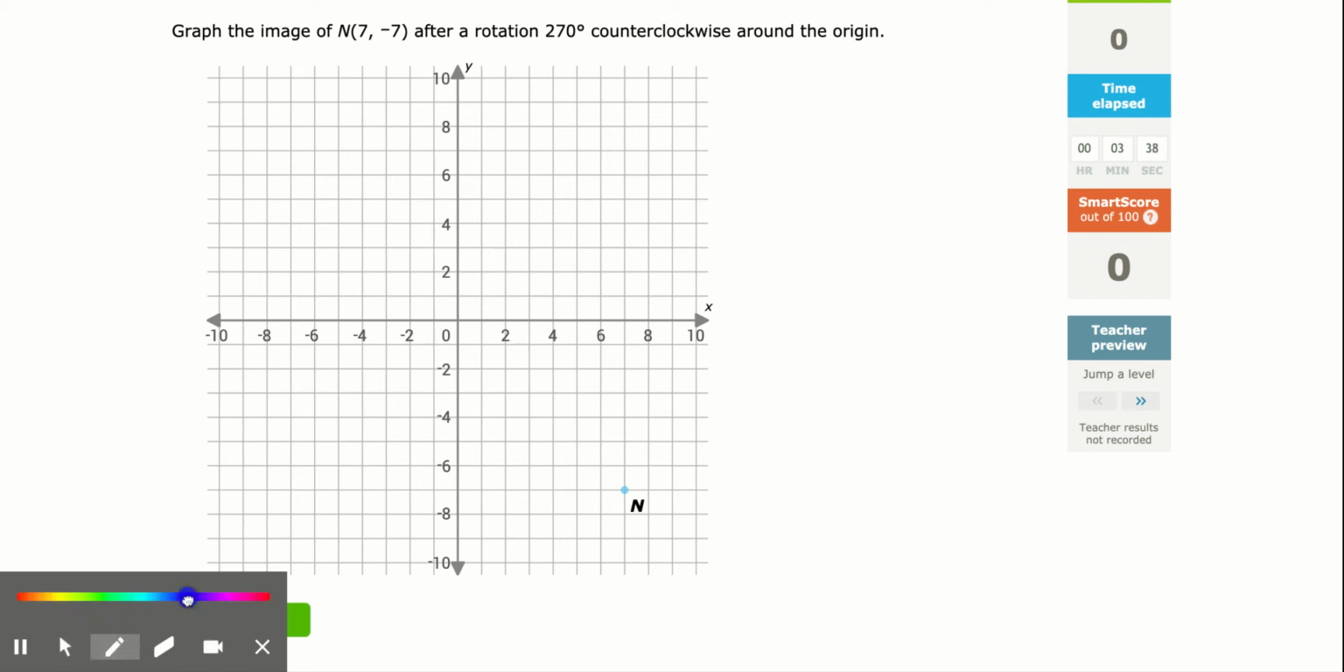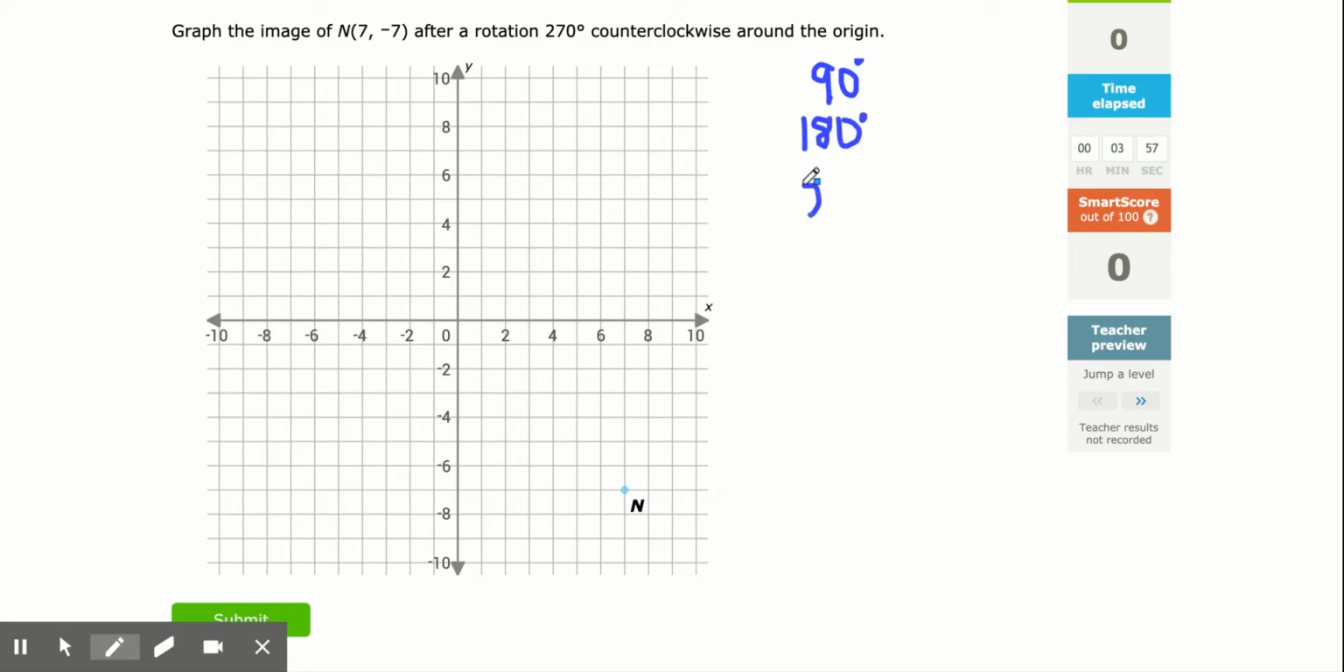Welcome. In this lesson, we're going to learn to do very simple rotations about the origin. And we'll always do simple rotations in the sense of they'll either be 90 degrees, 180 degrees, or 270 degrees. And the reason it's 270 is that's 90 three times.